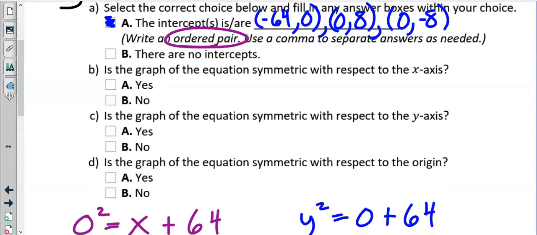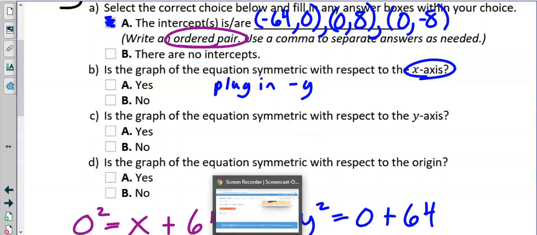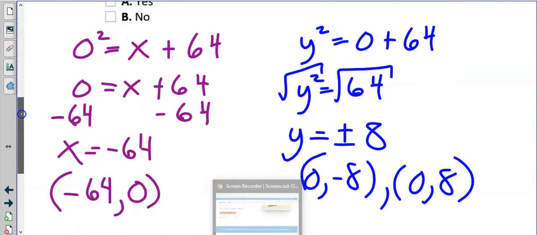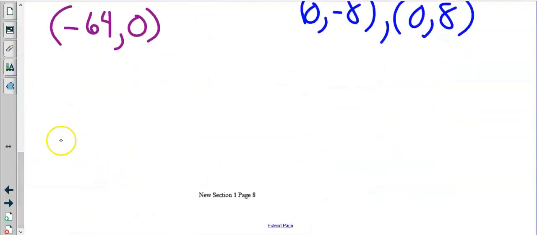There they are. Now, we've got to test for symmetry, because again, we can't look at our calculator. I haven't taught you how to put those in. So, how do we test x-axis? Swap the y value for the negative y value. So we're going to plug in a negative y and see if we get the original equation back out. All right, so let's come down here and do that.